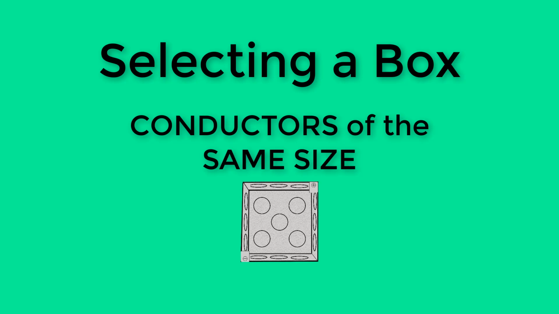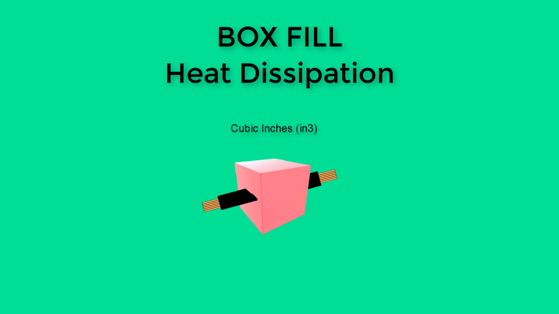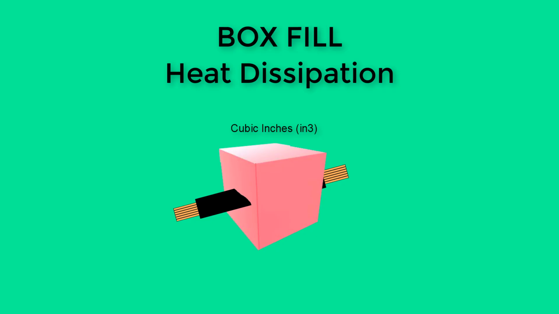Let's examine how a box is selected by using conductor volumes. We'll begin with the code requirements when all of the conductors are the same size. The purpose of selecting the correct box size is so that the conductors in the box can dissipate heat away from the conductor. In order to accomplish this, the code requires a cubic inch volume requirement for each conductor size. This cubic inch volume value assures that each conductor is able to dissipate heat correctly without damage to the insulation.